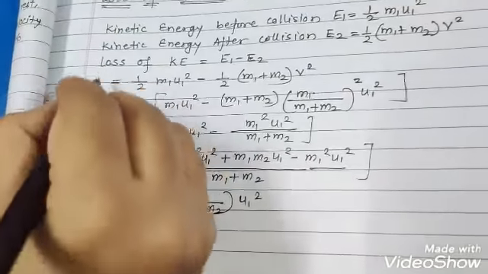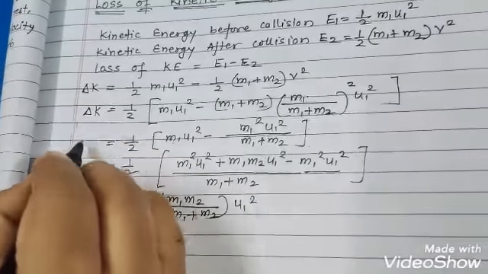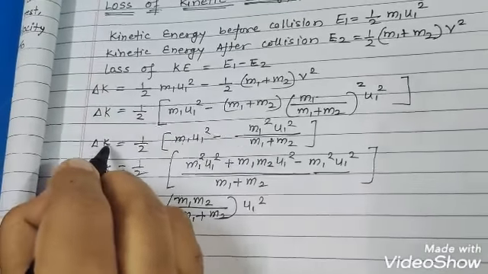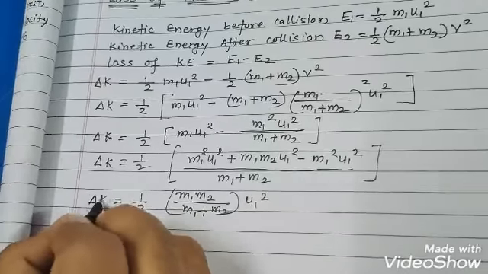Okay, so we are just writing this as delta K. Delta K means it is the difference of the kinetic energy before collision and the kinetic energy after collision.